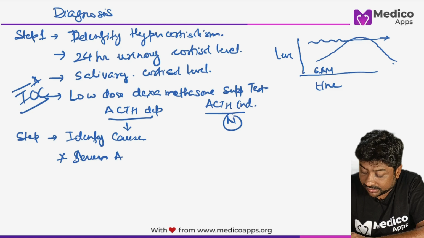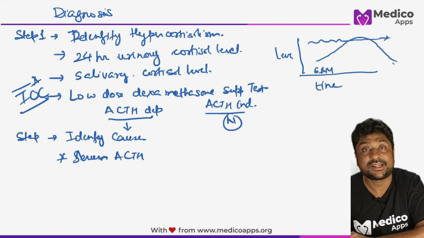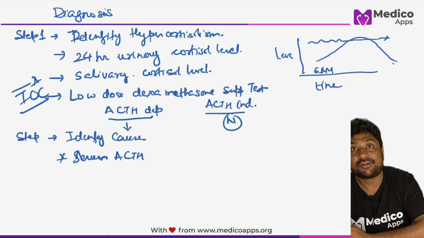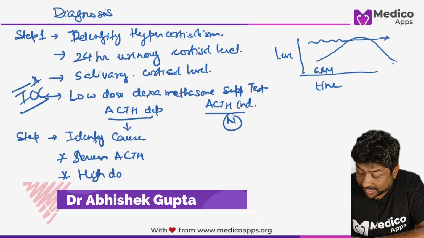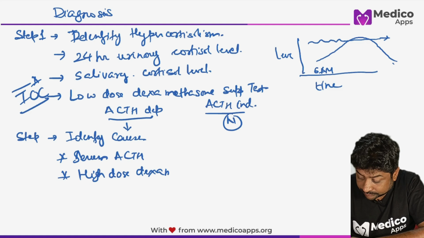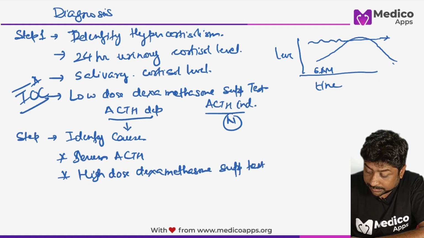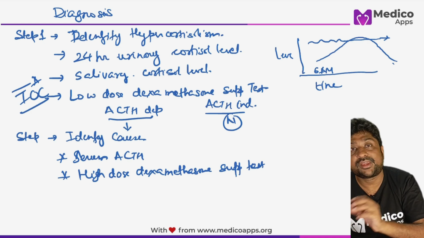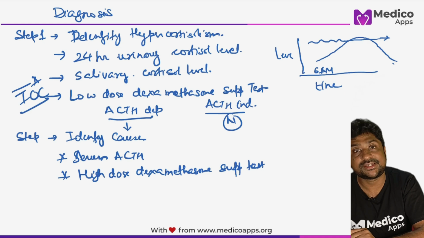So first foremost test, we can go for a serum ACTH level, which will tell us, because based on that we can go for the differential diagnosis. Next, we have to go for high dose dexamethasone suppression test. So in low dose we were giving 0.5 milligram every 6 hourly. In high dose we will give 2 milligram every 6 hourly. Okay, and then we will see the cortisol levels.